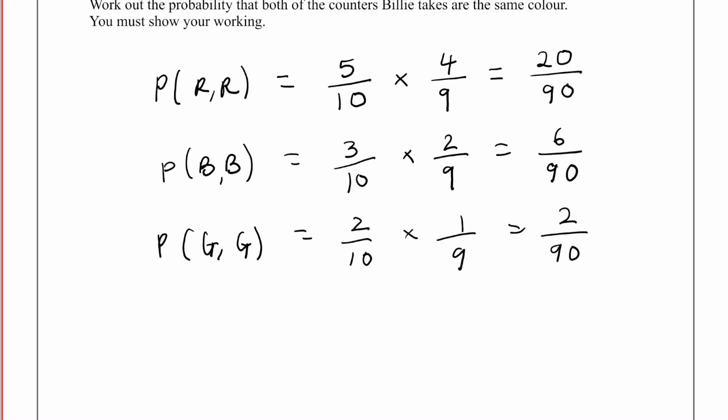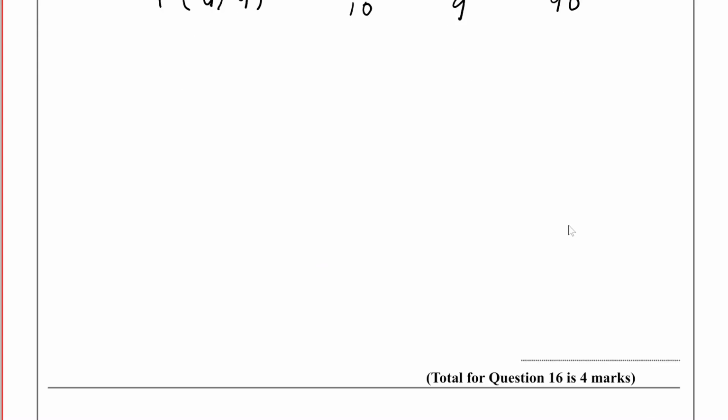So what is the probability that both of the counters are the same color? It can either be red, red, or blue, blue, or green, green. So add them all together. That makes 28 out of 90.